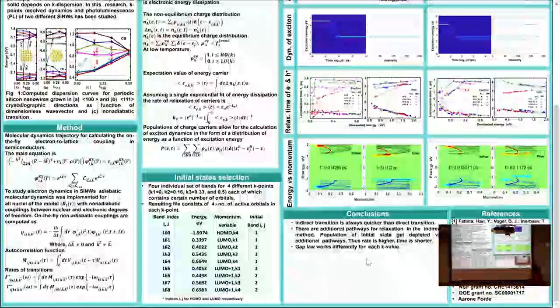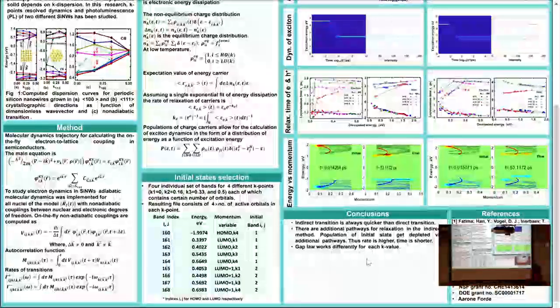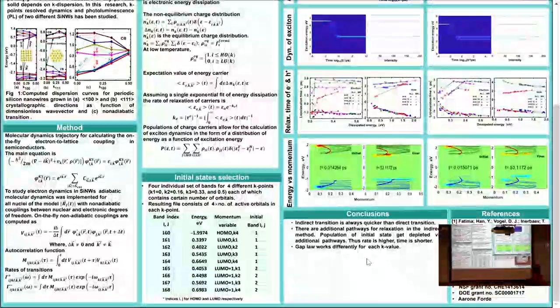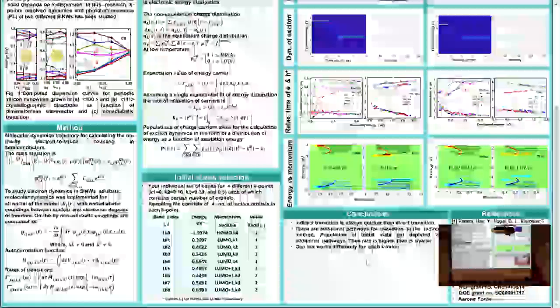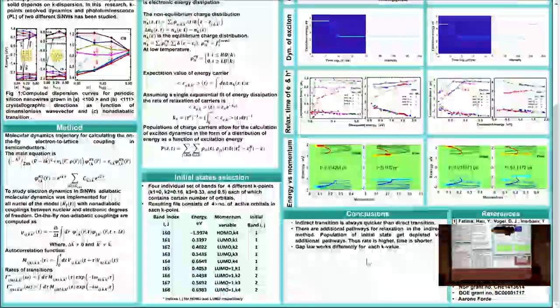Here we can see 2 indices. I is for HOMO and J is for LUMO. We consider this the energy of that particular band. This is the momentum variable. This column indicates which band it is and at which K point. And these are the initial states. This number we consider when we calculate electron dynamics and relaxation rates.